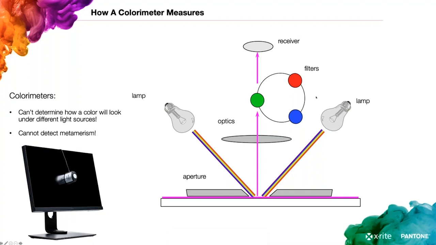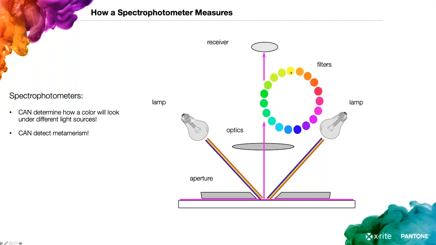Okay, now we're going to move on to how a spectrophotometer measures. The general optical path is the same. We have a light source at 45 degrees and the sample at the bottom. The light shines down, comes up through the optical path, and we have a receiver. But if you look at the number of filters, instead of three, we could have 30 filters, or 31. It depends on the device.